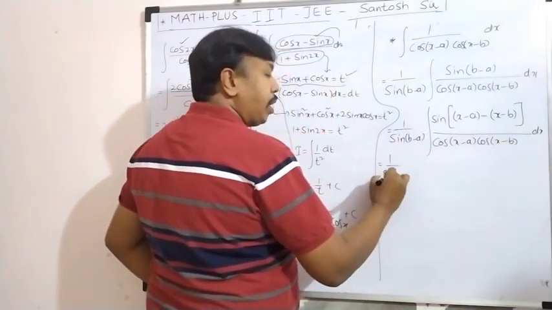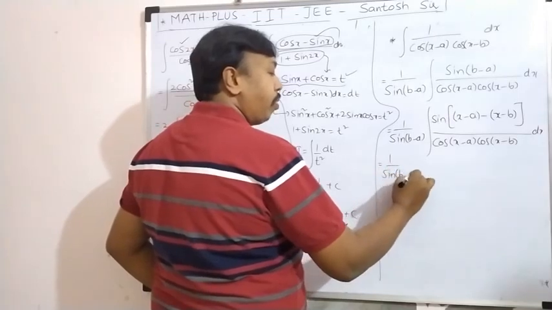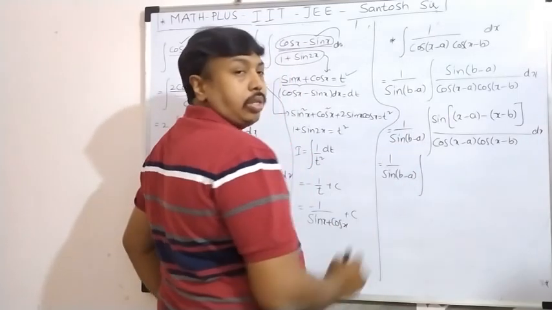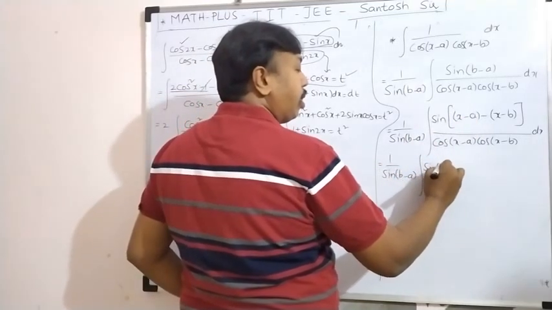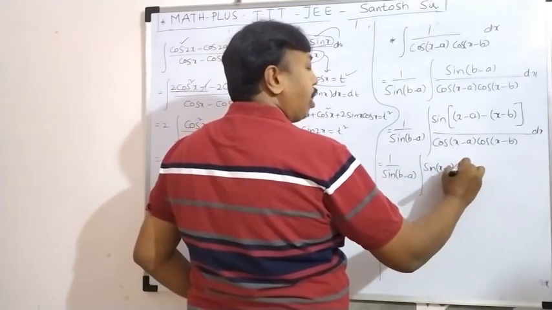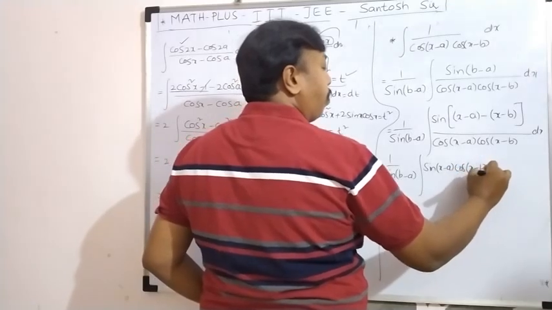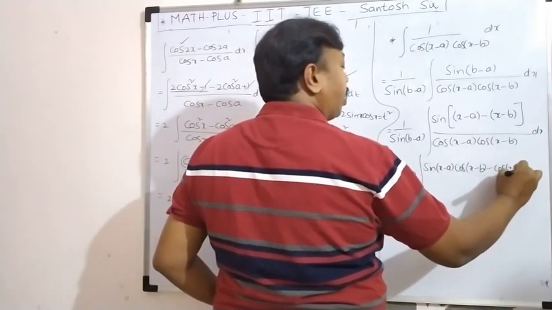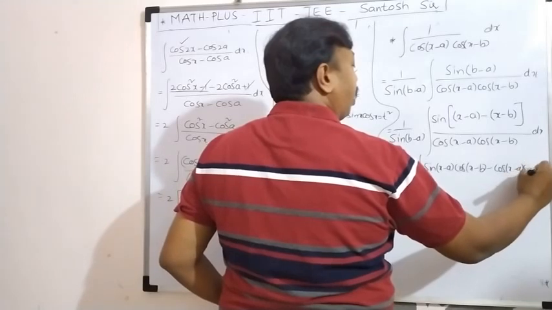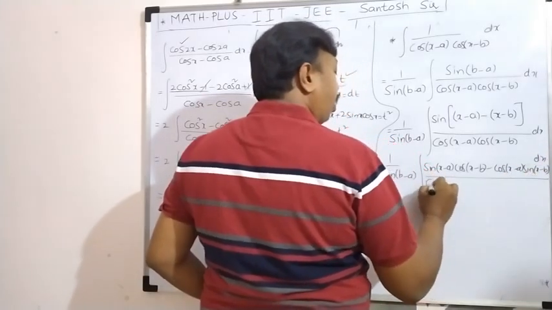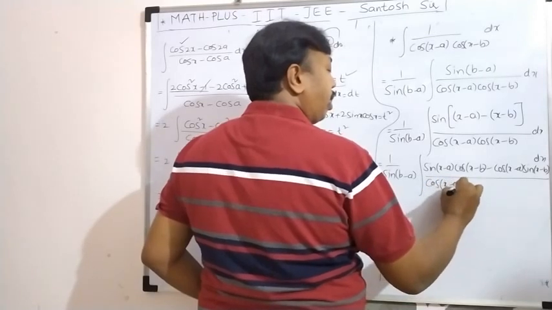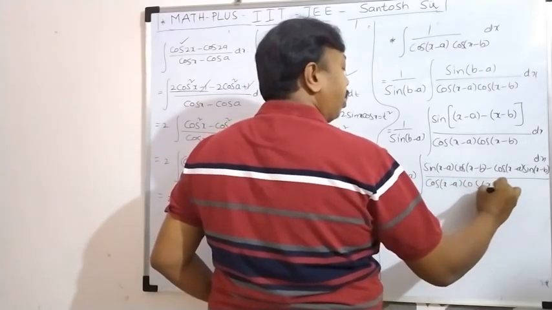Now 1 upon sin b minus a into the integration. Here I am going to split using the sin a minus b formula. Sin of x minus a cos of x minus b, minus cos of x minus a sin of x minus b, dx, whole upon cos x minus a into cos x minus b.